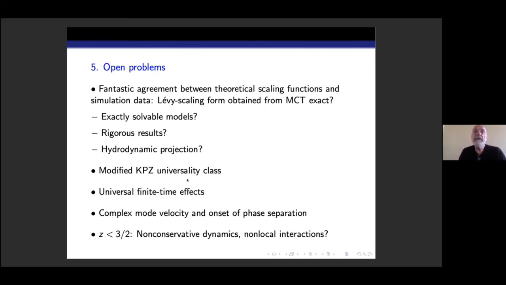Then there's still the open question of the modified KPZ. What is the scaling function? We also have some indication that there might be universal finite time effects. So not only at late times, also at finite early times, there might be some universality. And then there's also another question, namely the phase separation, which, according to Constantia, seems to be related to complex mode velocities. But this is a connection that's still not well understood, because in this current Jacobian, you always expect real mode velocities.